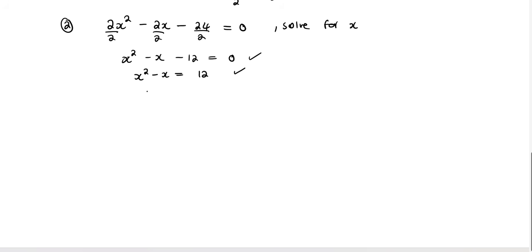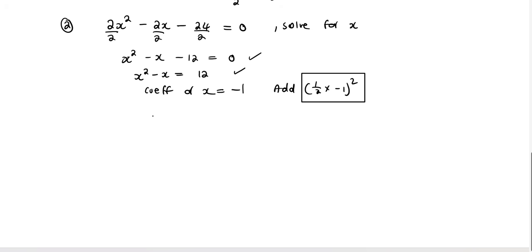The third step will be to identify what is the coefficient of x. The number that stands before x is a negative in this case, meaning it's negative 1. So I'm going to add half times negative 1 squared to both sides. So I'll add this term to both sides. Then I will have x squared minus x plus a half times negative 1 squared, equal to 12 plus a half times negative 1 squared.